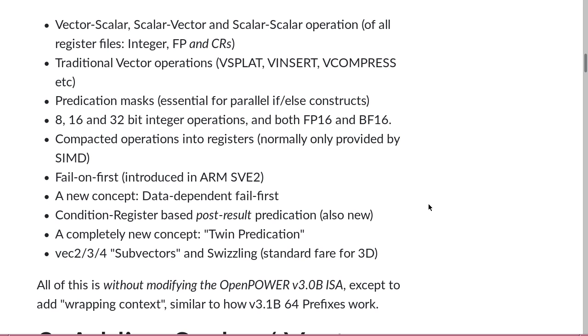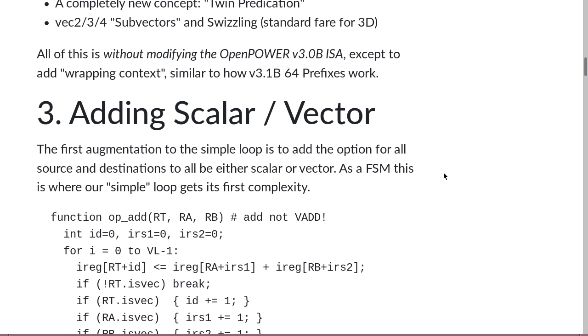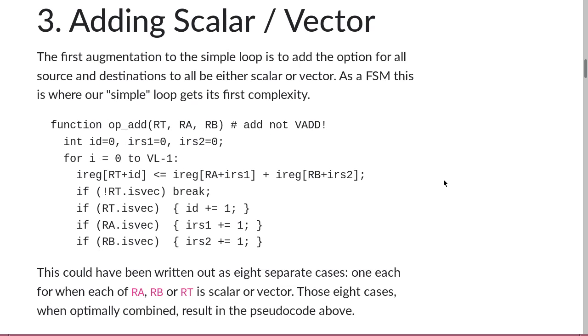And we also have to add vec 2, 3, and 4 subvectors and swizzling, which is standard fare for 3D. Swizzle operations are something like 10% of operations in 3D shader applications, so you really need them. But all of this is done without modifying the OpenPOWER v3.0 instruction set, except to add this wrapping context. So let's move swiftly on.